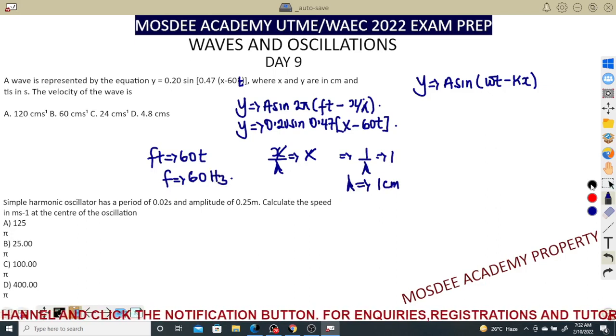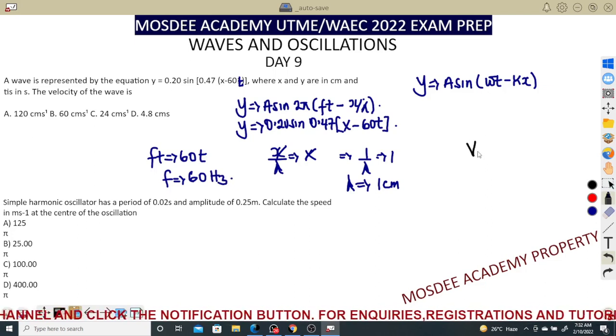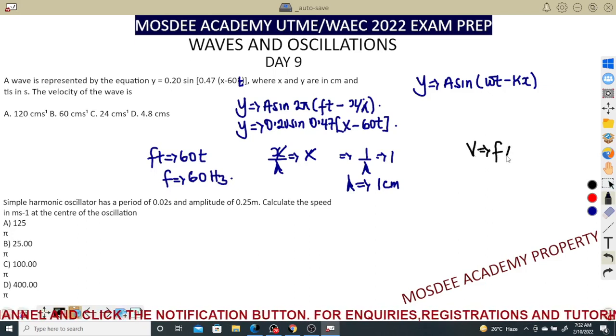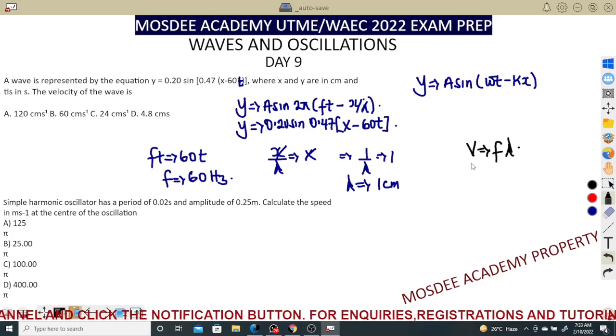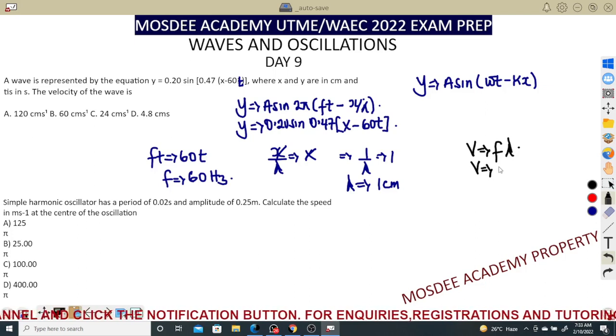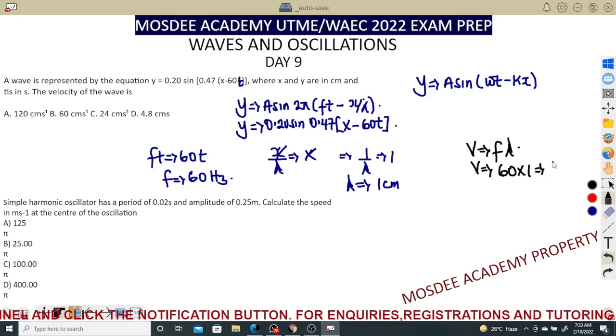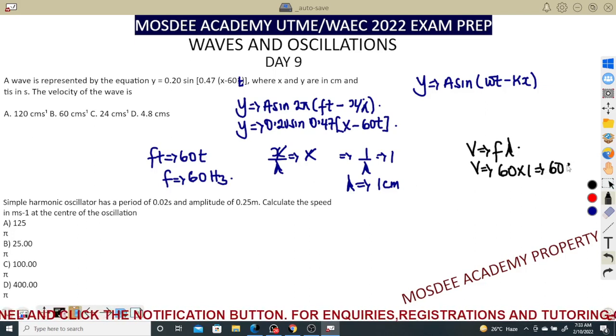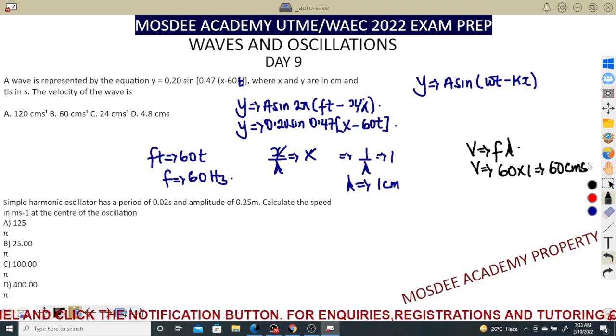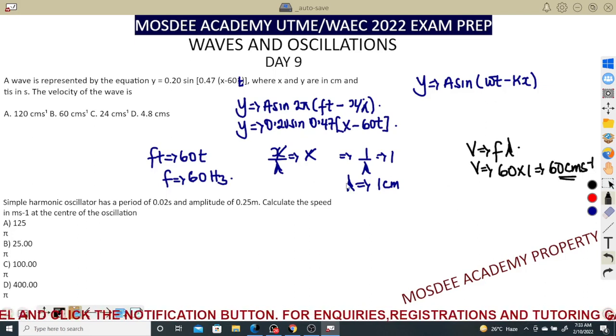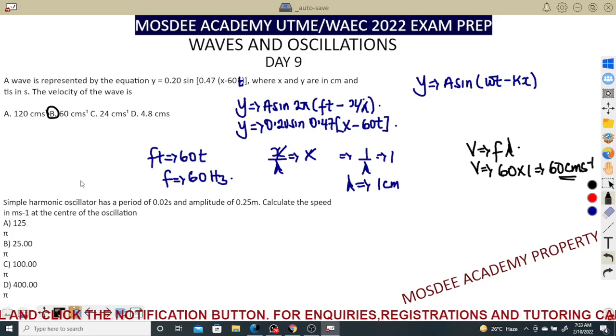The question asks you for the wave velocity or wave speed, which is always the frequency of the wave multiplied by the lambda. On simplification, the frequency of the wave is 60, lambda is 1, 60 times 1 is 60. I am solving in terms of centimeters per second. Because I didn't convert anything, it will make my answer here choice B. I hope you understand this.